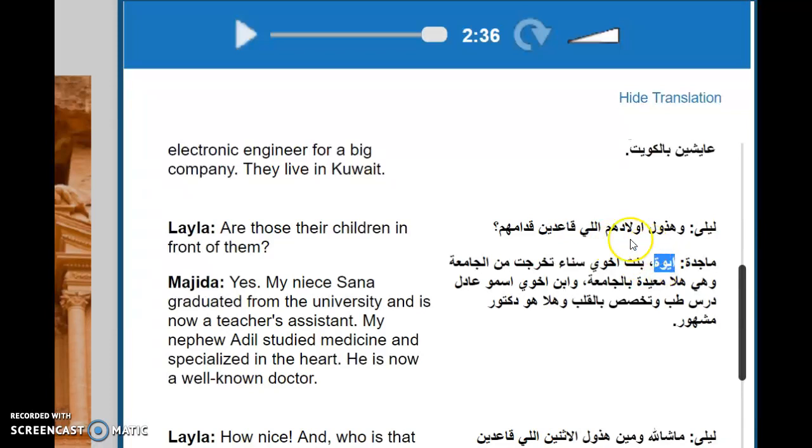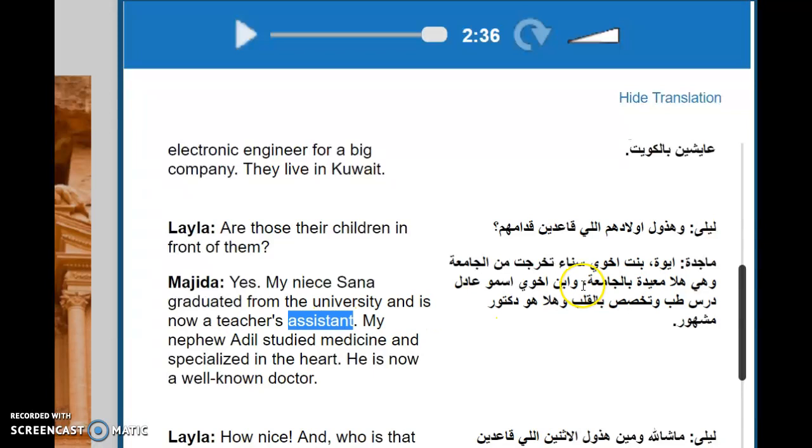Aywa. So are those their children sitting in front of them? Aywa. Yes. بنت أخوي سنة تخرجت من الجامعة وهي هلا معيدة بالجامعة. So my niece, or the daughter of my brother, Sana, تخرجت is a form 5 verb, feminine, past tense. She graduated من الجامعة, from the university. وهي هلا معيدة. This is a form 4 verb, participle. She is a helper, or an assistant.